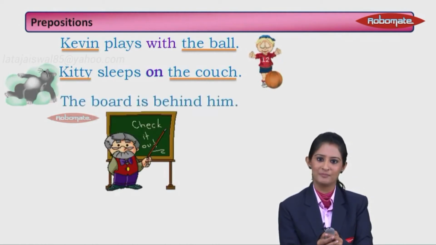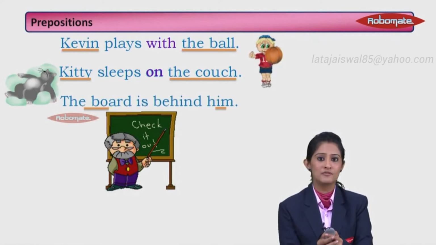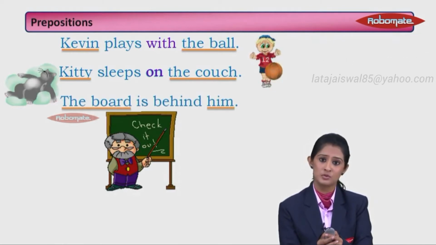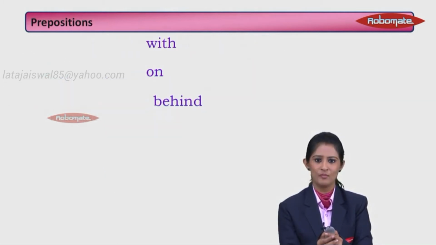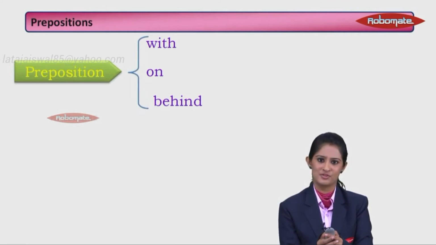The third one, the board is behind him. We have two nouns once again, but students, this time we have him as a word. And this is not a noun, it is a pronoun. So we have one noun, one pronoun, and along with that, we have the word behind, and that is a preposition. With, on, behind, they are our prepositions.